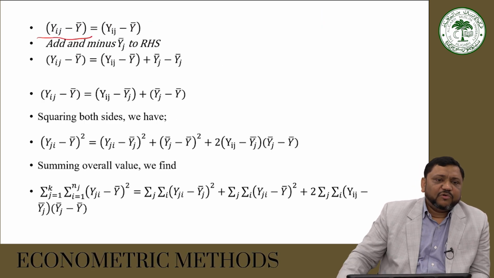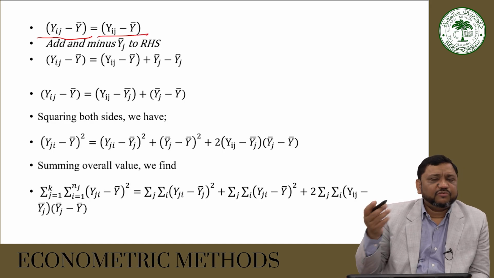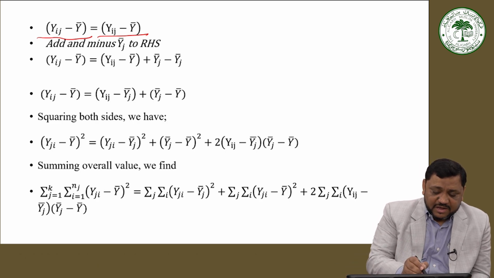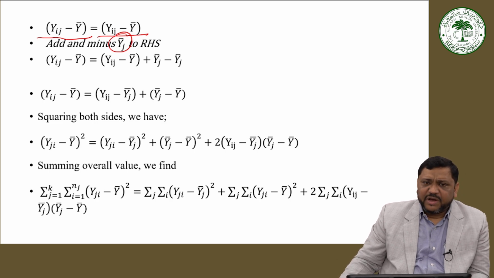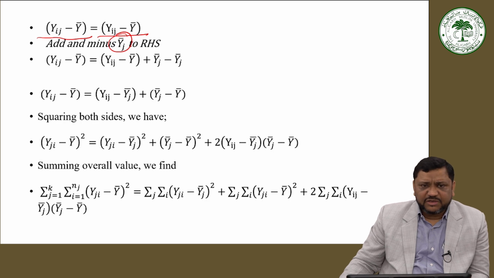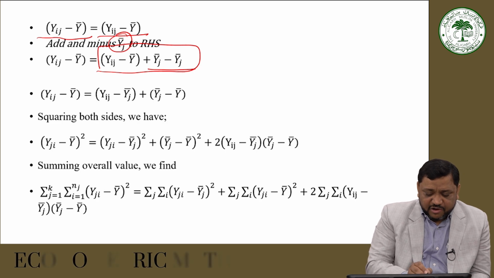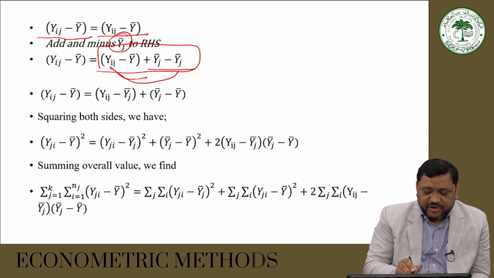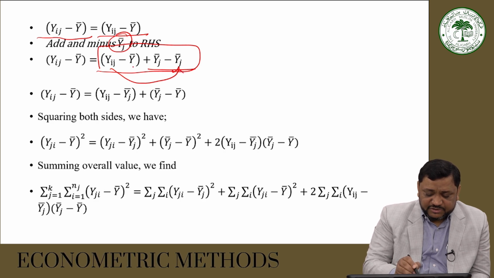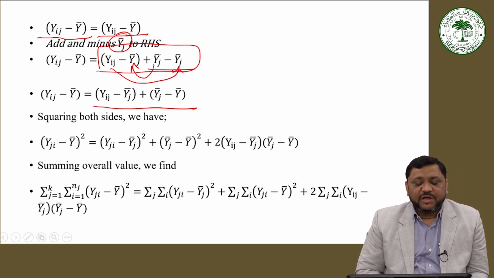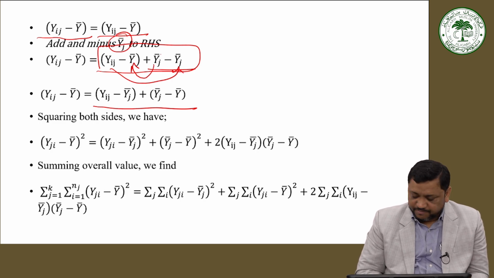Let's take a case. Y1j minus y bar. We simply write it is equal to y1j minus y bar. Now we do an algebraic manipulation, that is, to the right hand side we add and minus a term yj bar. So we add yj bar and we also minus yj bar, meaning that the impact would be the same. So that has been added over here to the right hand side of the equation. Then we rearrange all of this. So we take this y1j minus yj bar, and the next one is yj bar minus y bar. So this is how we rearrange. So we get bracket open y1j minus yj bar bracket closed plus bracket open yj bar minus y bar.